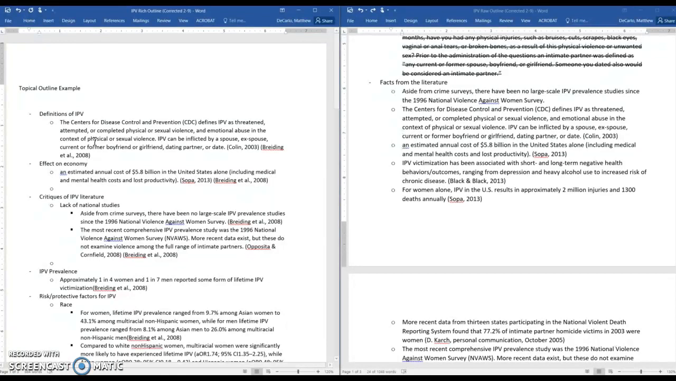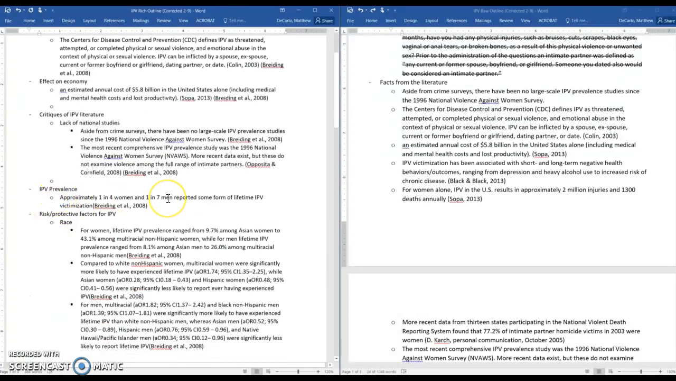your paper. Is this a definition of your independent variable? Is this a statistic about the prevalence of your independent or dependent variable in the population? So in here, I have the prevalence of intimate partner violence, which is 1 in 4 and 1 in 7. Those are important things.